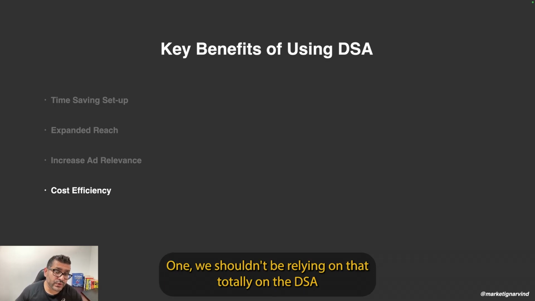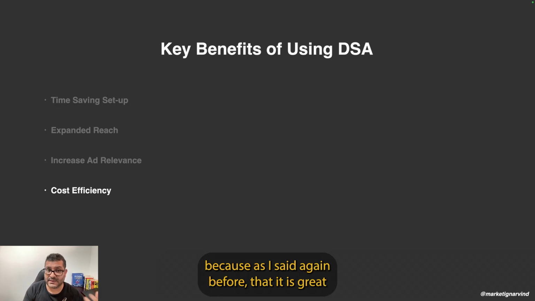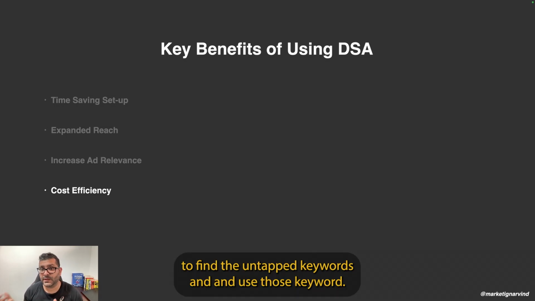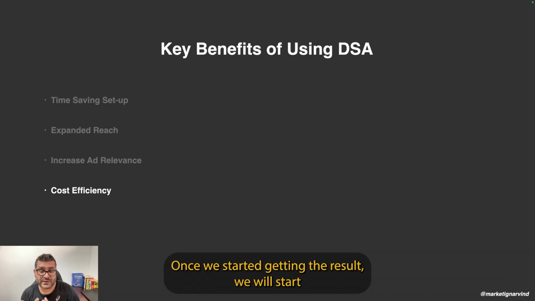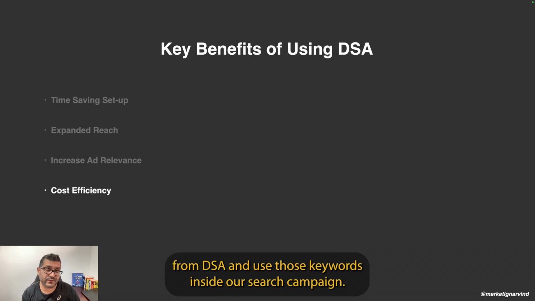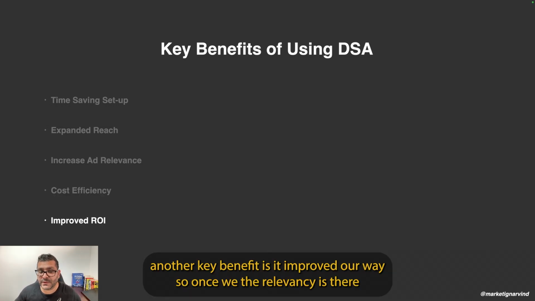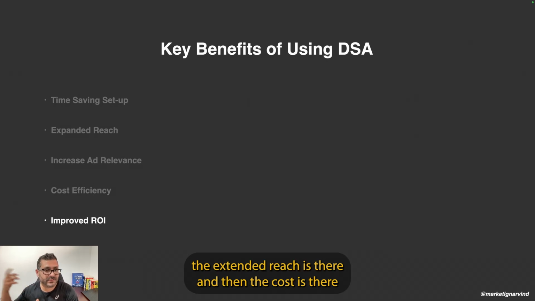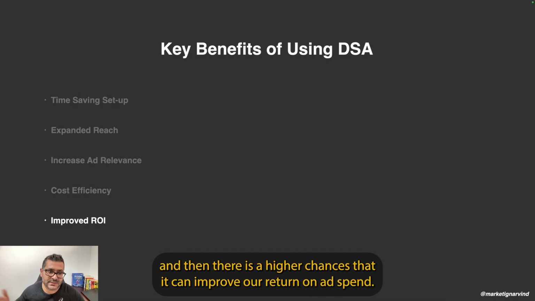In saying that, we shouldn't rely totally on the DSA, because as I said before, it is great for finding untapped keywords and using those keywords. Once we start getting results, we start getting the beneficial keywords from the DSA and can use those keywords inside our search campaign. Another key benefit is improved ROI. Once the ad relevancy is there, the expanded reach is there, and the cost efficiency is there, there is a higher chance that it can improve our return on ad spend.